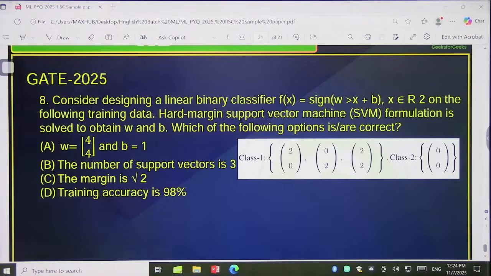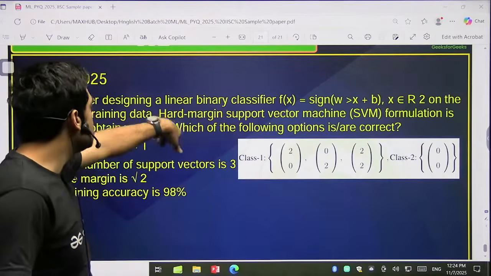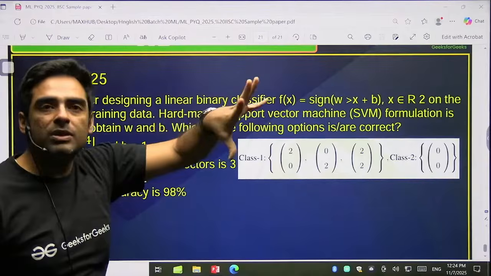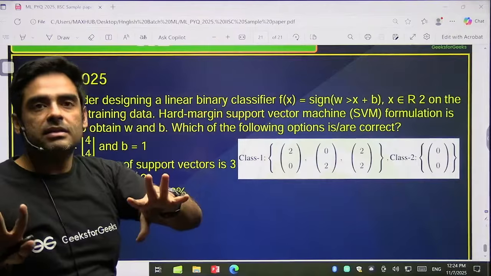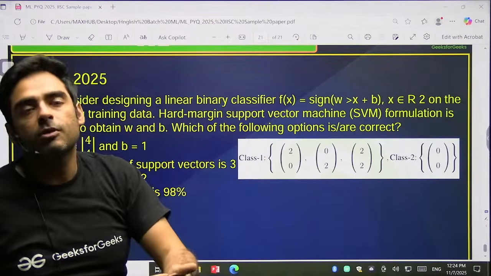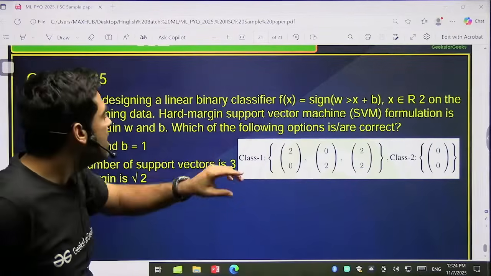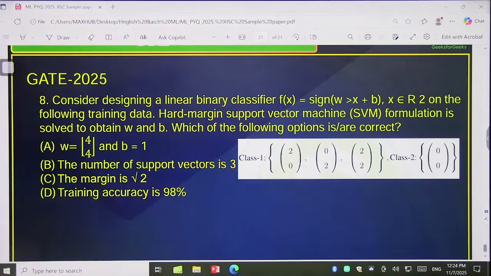Here we have this hard margin support vector. For now, just leave this word hard margin and only stick to the fundamentals that we have studied. In the end, I'll tell you what this hard margin is and what a soft margin support vector machine is. Just focus on the concept we have studied till now. This is an MSQ question, right? More than one is correct.